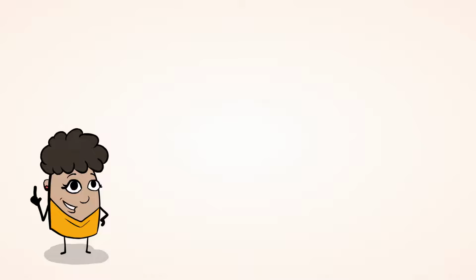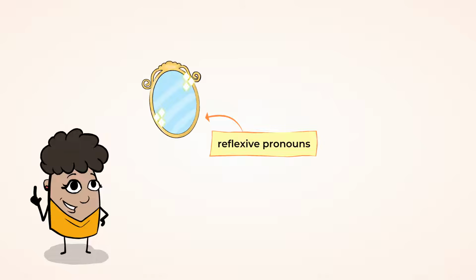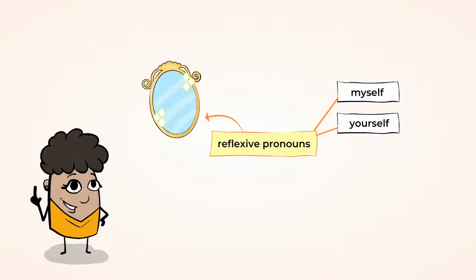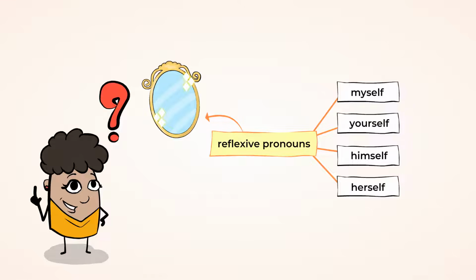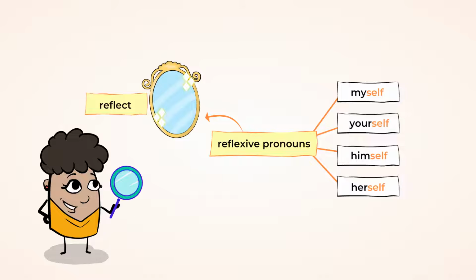Some special words called reflexive pronouns act a bit like mirrors. The words myself, yourself, himself, and herself are reflexive pronouns. What do you notice about these reflexive pronouns? They all have the word self in them. Reflexive means something that can reflect, and that's exactly what these pronouns can do. Let's have a look at how to use them.